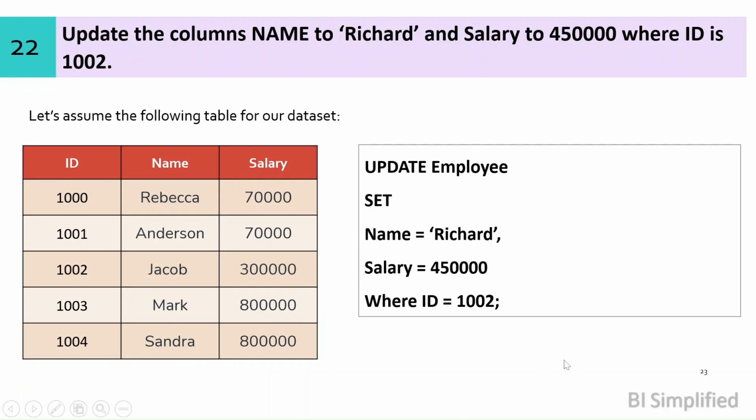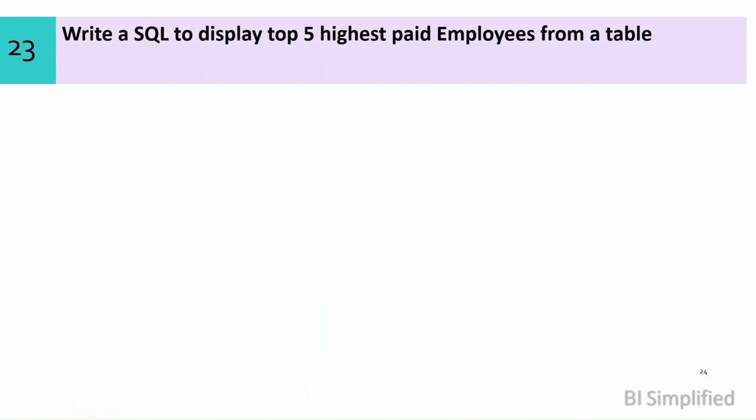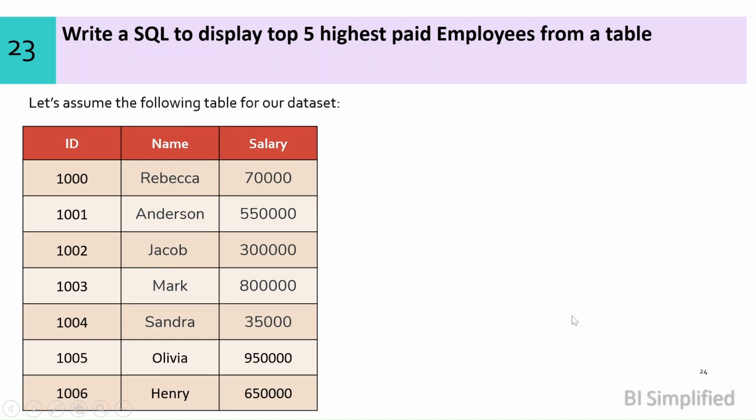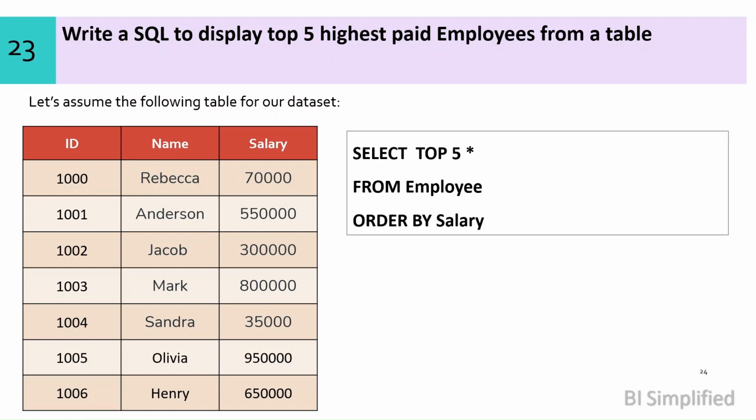Moving on to our next question. Write a SQL to display top 5 highest paid employees from a table. So this is the table, and to get the top 5 highest paid employees from a table, this is a very easy query which you can write. Select top 5 star from table name and order by salary in descending order. So using this, you can very easily retrieve the top 5 highest paid employees from your table.